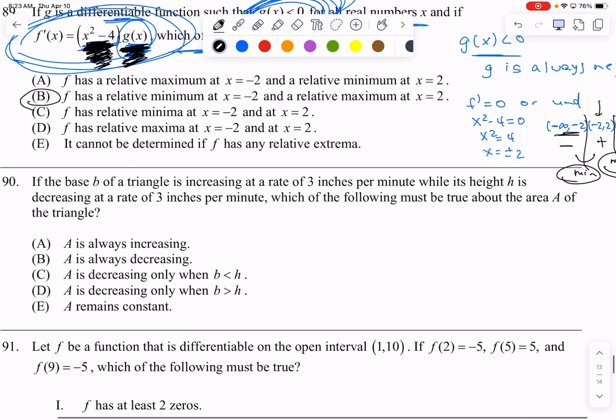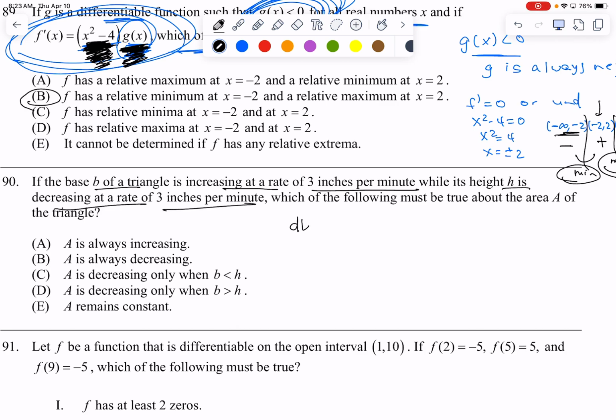Okay, is this the last 3 problems? If the base of a triangle, is another related rate problem. Here we go. If the base of a triangle is increasing at a rate of 3 inches per minute while its height is decreasing, so we've got dB/dt is increasing at 3 inches per minute. We've got height, dH/dt, is decreasing at negative 3 inches per minute. Which of the following must be true about the area of a triangle? What's the area formula for a triangle? 1/2 base times height. There you go. Does that relate base and height? That's why it's called a related rate. That relates base and height to the area.